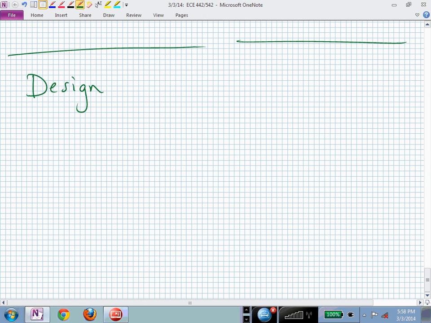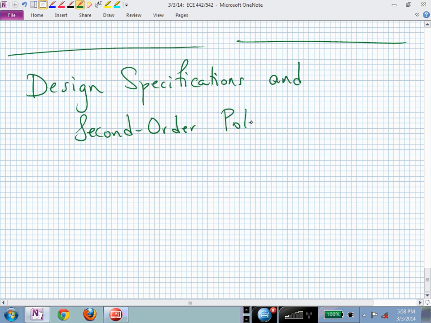Let's now do design specifications, and how those relate to second order pole locations.